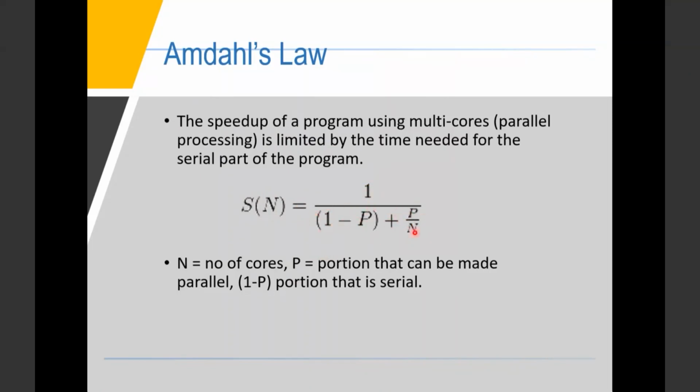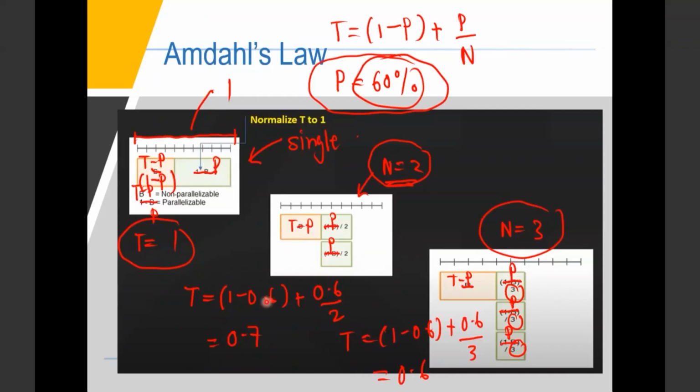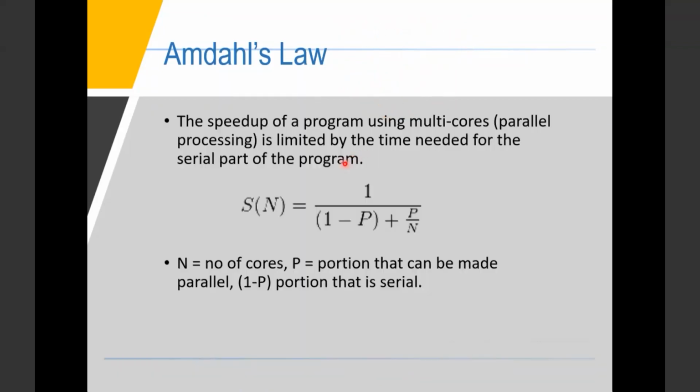If you recall back, this is your execution time, the one from just now. The same formula, 1 minus P plus P over N, which is your execution time. N is the number of cores. P is the portion that can be made parallel, and 1 minus P is the portion that is serial, the one that you cannot run in parallel.